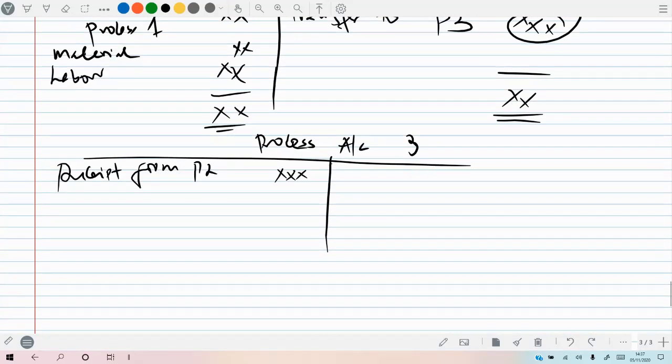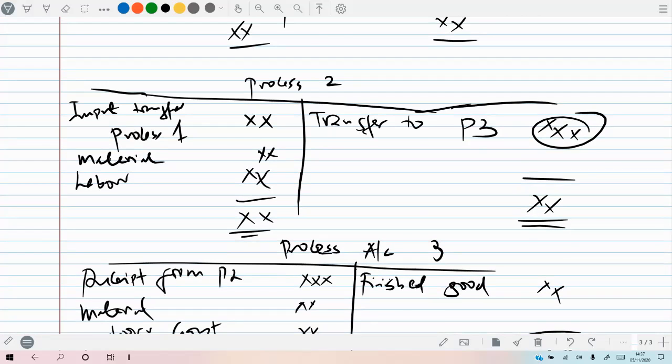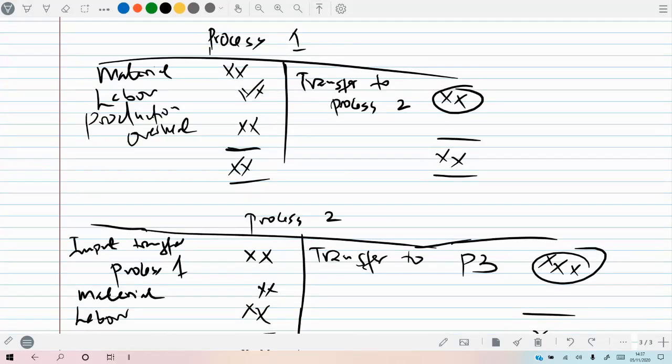Okay, then if any material to be added, material. If there be labor to be incurred, labor cost. Okay, if step three is the final step, then they're going to have here finished goods. Because now we have finished production process. Then this goes to finished goods, therefore. But as you can see, the costs here are the same. Okay, material, the one that we did, the same thing.